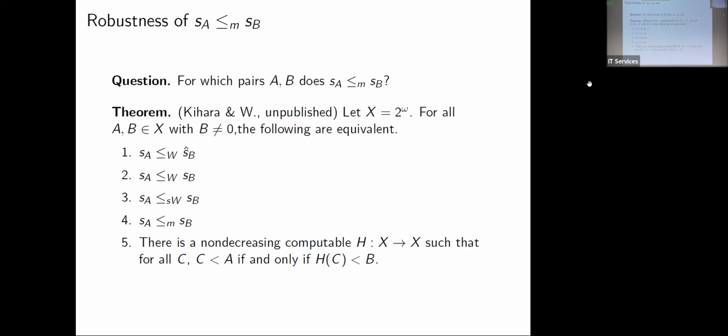So for any real A, if I take A and A join with all the zeros, those two reals are tt-equivalent. Right. So assuming that you got a reduction in one direction, then you will have it in the other. Okay, that was on your side. Yeah. Okay.